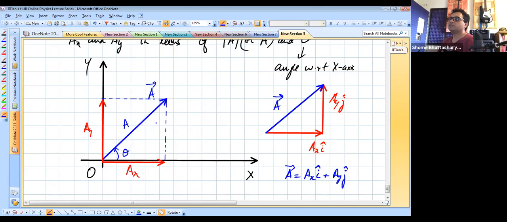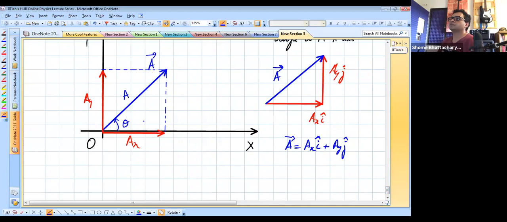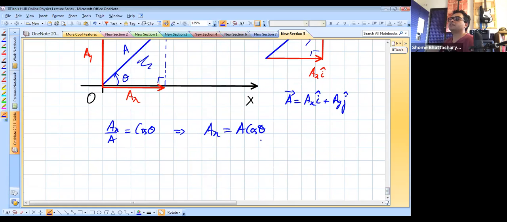Okay, but coming back to this diagram now, you can see over here that this triangle is a 90-degree triangle. So we can just apply trigonometry here. Ax by A is cos theta, so Ax becomes nothing but A cos theta. So this is what we had set out to do in the first place. We wanted to find out Ax and Ay in terms of the magnitude of A and the angle it's making with the x-axis. Similarly, Ay by A by definition is sin theta.